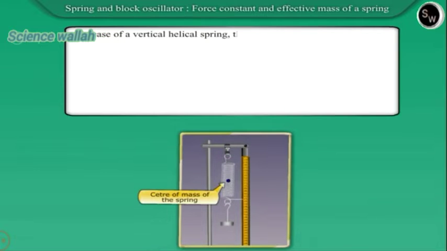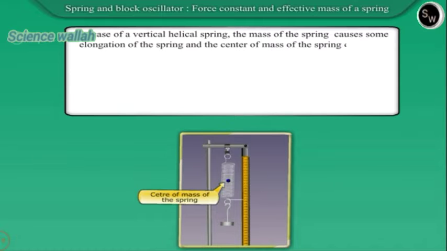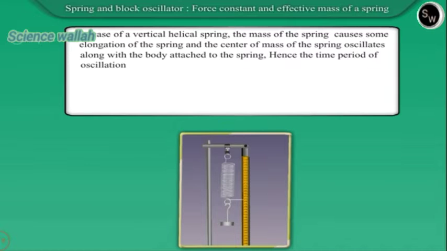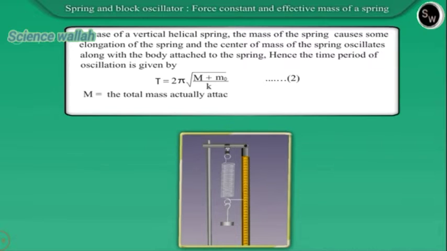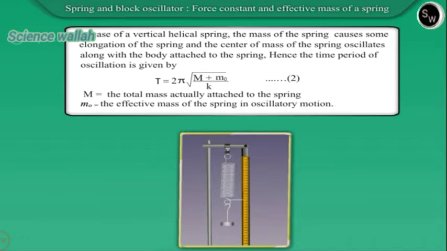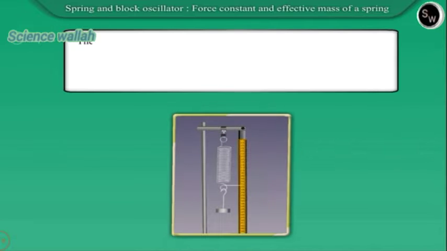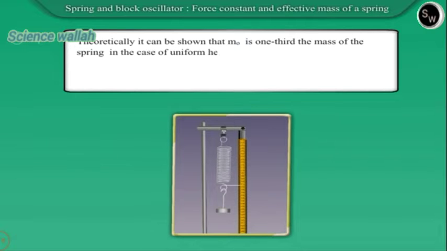In case of a vertical helical spring, the mass of the spring causes some elongation of the spring, and the center of mass of the spring oscillates along with the body attached to the spring. Hence, the time period of oscillation is given by T is equal to 2π into the square root of (m plus m0) upon k. Equation 2, where m is the total mass actually attached to the spring and m0 is the effective mass of the spring in oscillatory motion. Theoretically, it can be shown that m0 is 1/3 the mass of the spring in the case of a uniform helical spring.